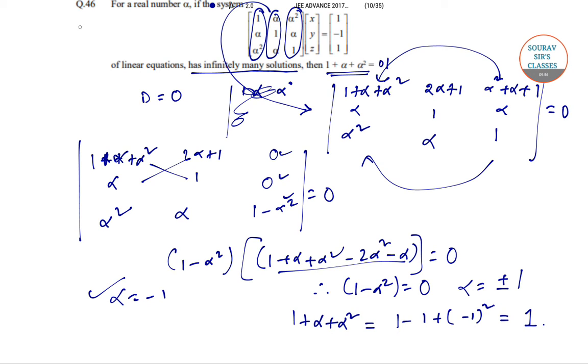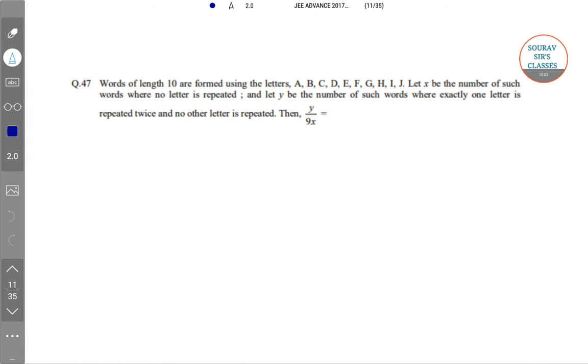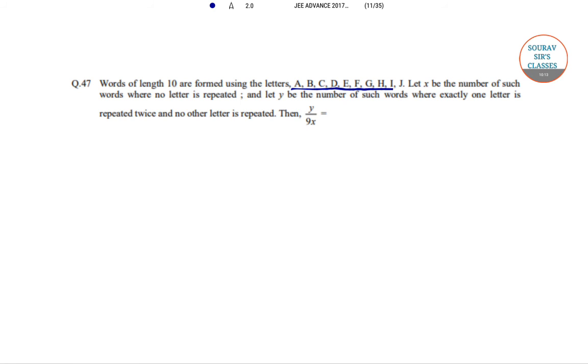Next question. Take a look into the question. Words of length 10 are formed using the letters A, B, C, D, E, F, G, H, I, J. 10 letters are provided and words of length 10 are formed. Let X be the number of such words where no letter is repeated, and Y the number of such words where exactly one letter is repeated twice and no other letter is repeated. We need to find the value of Y by 9X.